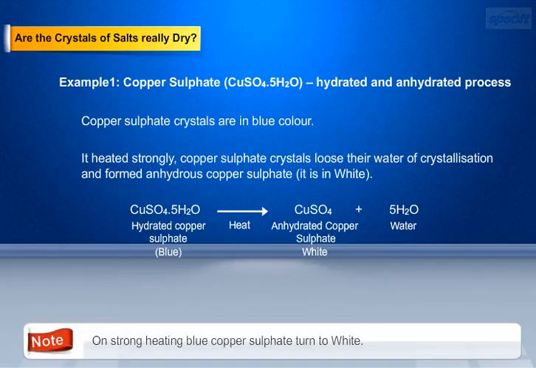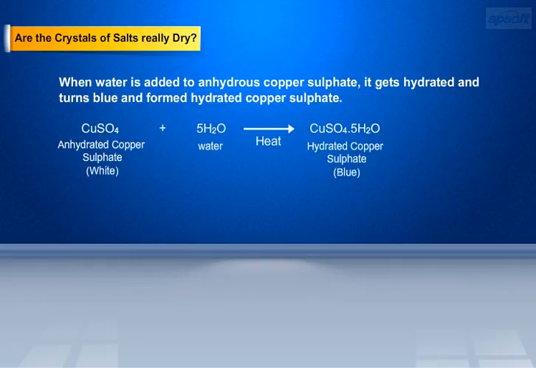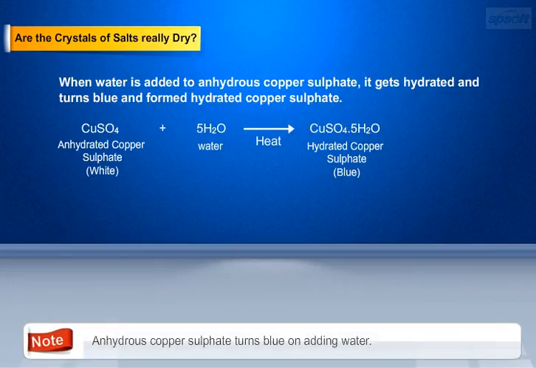Please note that on strong heating blue copper sulfate turns white. When water is added to anhydrous copper sulfate, it gets hydrated, turns blue and forms hydrated copper sulfate. The chemical equation is anhydrated copper sulfate, which is white, plus water gives hydrated copper sulfate, which is blue. If hydrated salts are heated strongly, then they lose their water of crystallization. Please note that anhydrous copper sulfate turns blue on adding water.